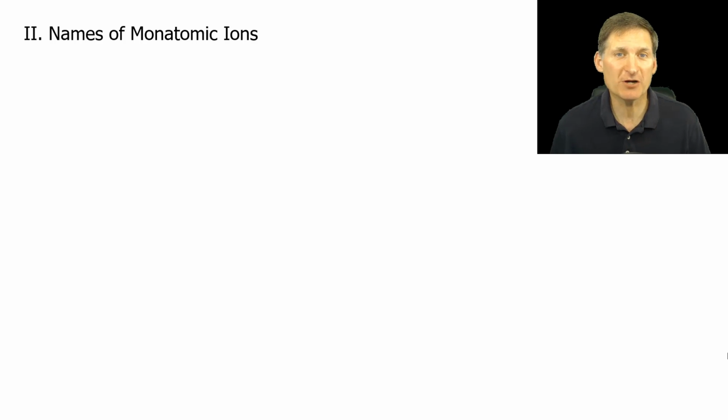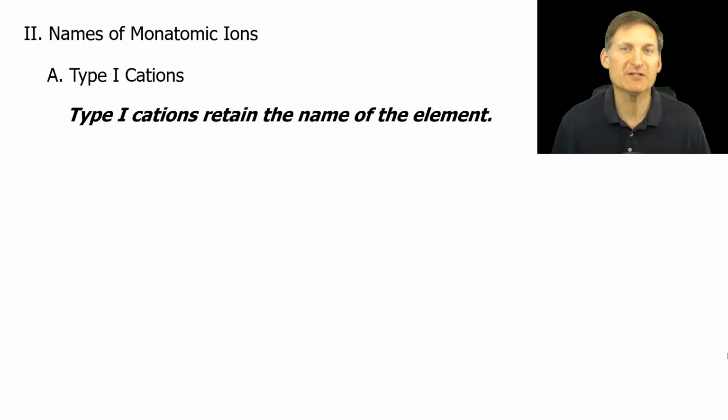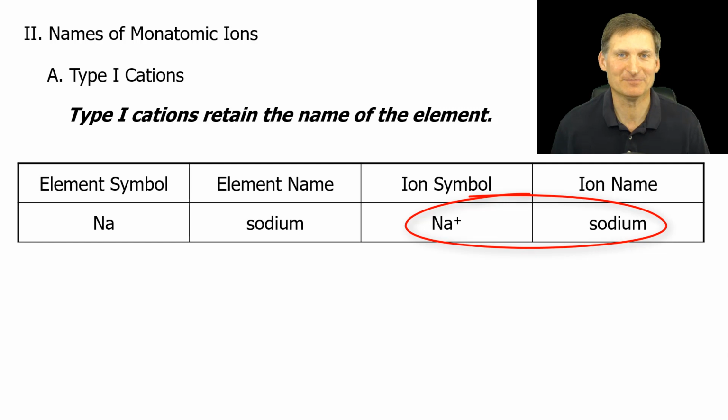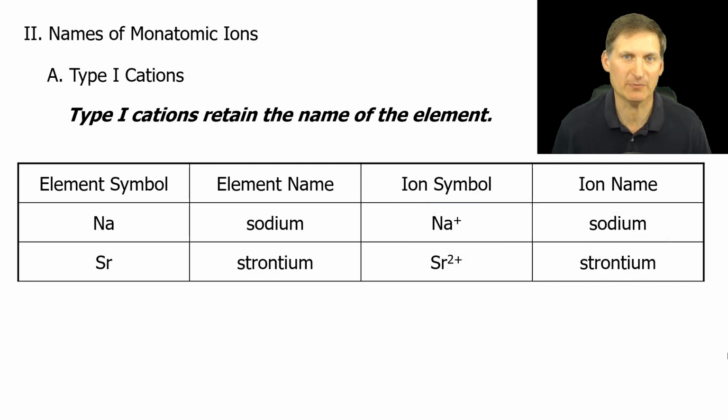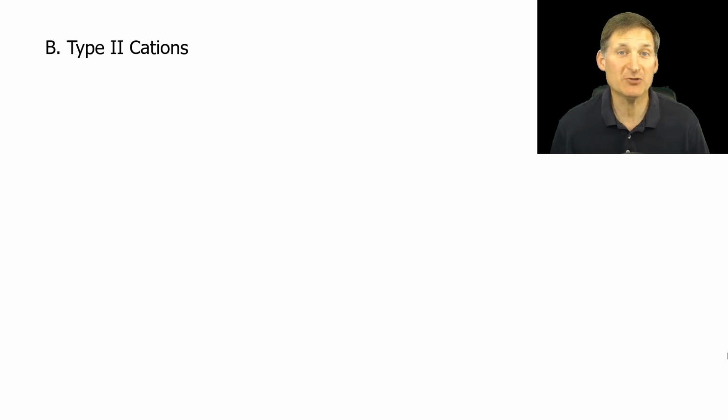We now turn from charges to the names of monatomic ions. Let's start with type 1, and what you need to know here is they retain the name of the element. It's the easiest thing you'll have all year. When sodium is neutral, it's called sodium. When it forms a +1, it's still called sodium. Strontium is still called strontium when it becomes positive. Same for aluminum.